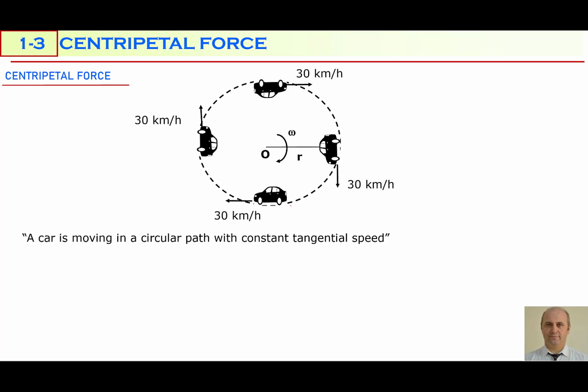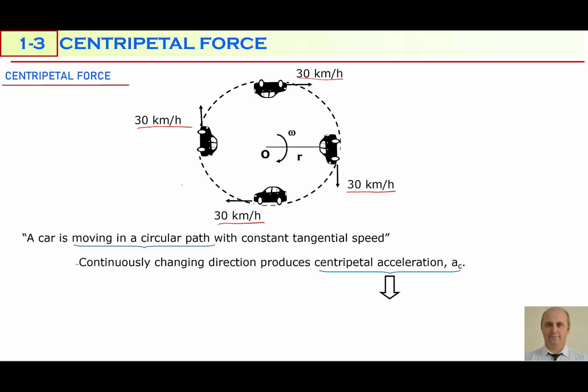So first, assume that there is a car moving on a circular track with constant tangential speed. So tangential speed is constant, 30, 30, 30. So it's 30 all along this circular track. While it's moving with this constant tangential speed, its tangential acceleration is 0. However, the direction of motion of the car is continuously changing. That's why this car experiences an acceleration, which is known as centripetal acceleration.